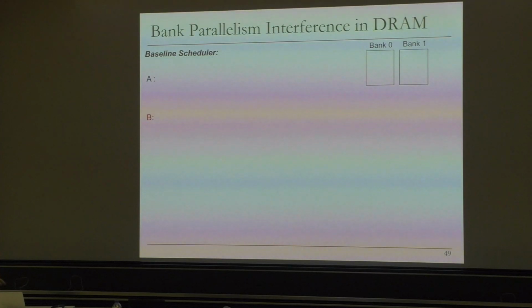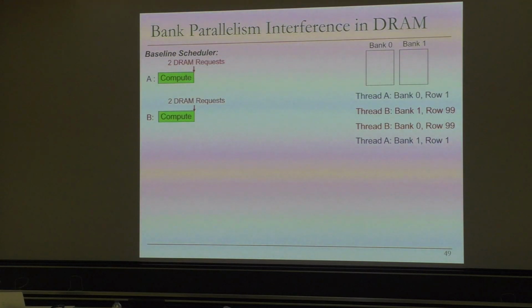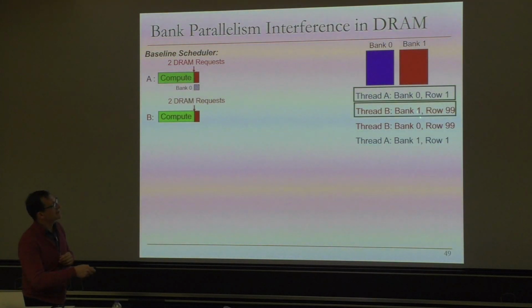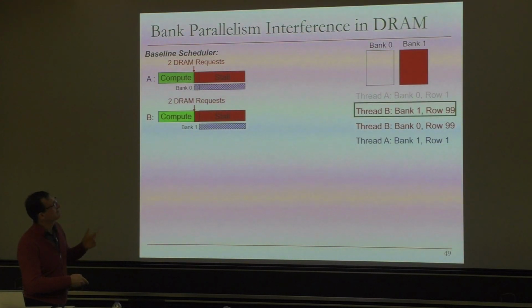Now, let's take a look at another example where you're running two of the same threads for simplicity, A and B. Both threads compute. They both generate two DRAM requests, and the requests come to DRAM in this order, let's say. The memory scheduler goes through the requests in this order. It takes thread A's request to bank 0 and schedules it. Both threads stall, clearly. It takes thread B's request to bank 1 and schedules it. Now both threads keep stalling, and then this is done.